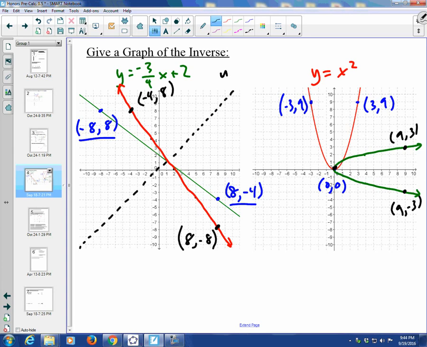And so when I draw in y equals x, the line where every x value equals the y value, they do in fact look like reflections across that line. For the parabola, I chose the vertex, and I chose (-9, 3) and (9, 3) as the points that I would invert. And that gave me (9, 3), (0, 0) as the inverse of the vertex, and (9, -3).